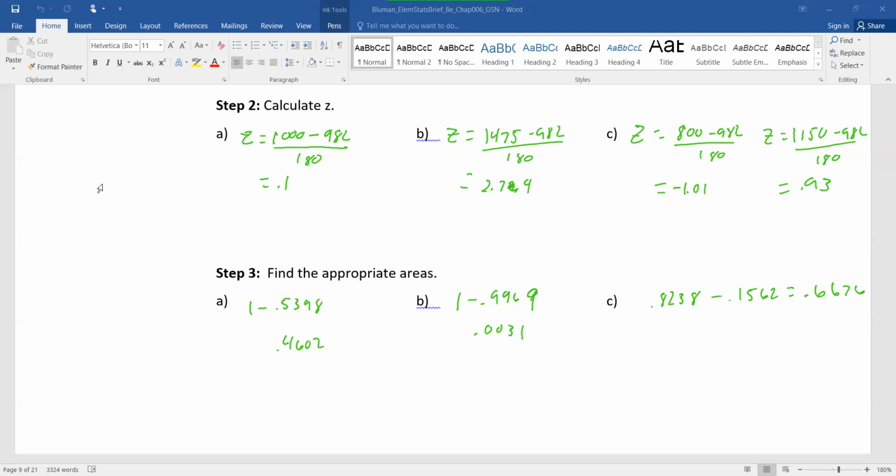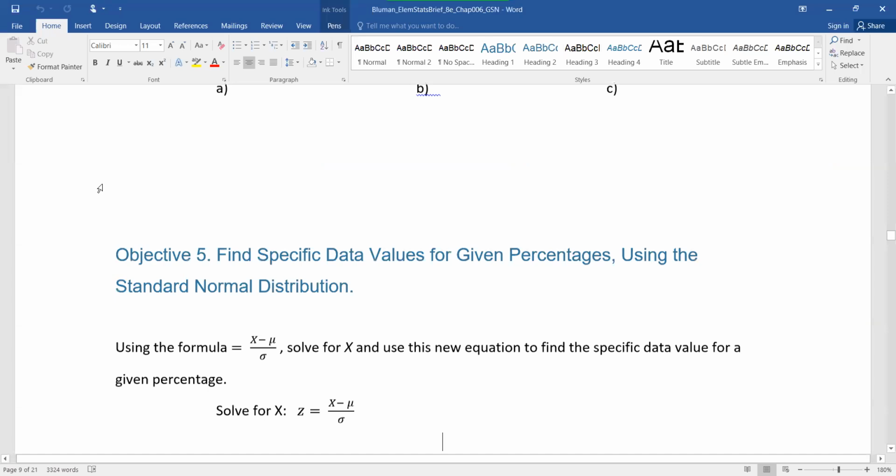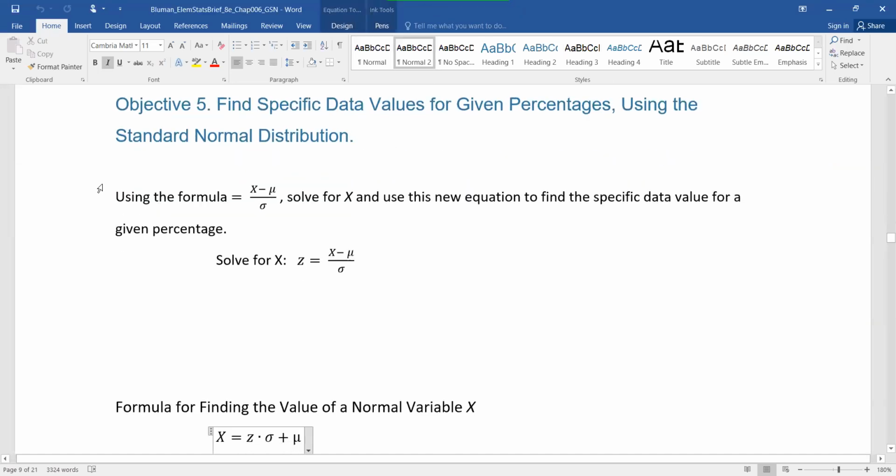Yeah. All right, let's look at objective 5. We're going to find the specific data values for given percentages using the standard normal distribution. Again, using x minus the mean divided by the standard deviation. We're just going to be solving for x this time. So you're going to be given different information and then have to solve for x.